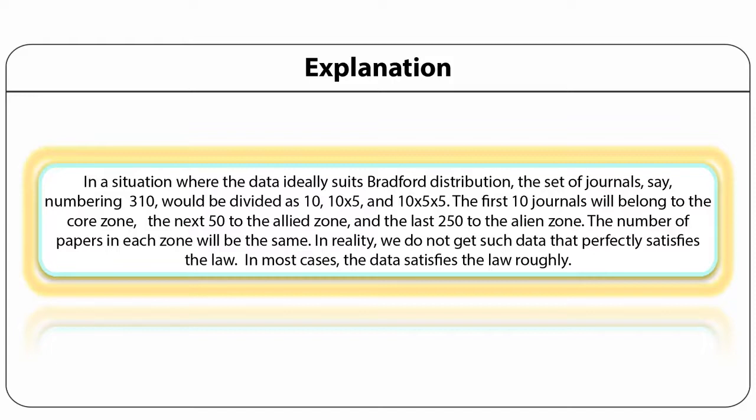In a situation where the data ideally suits Bradford distribution, the set of journals, say numbering 310, would be divided as 10, 10 into 5 and 10 into 5 into 5. The first 10 journals will belong to the core zone, the next 50 to the allied zone, and the last 250 to the alien zone. The number of papers in each zone will be the same. In reality, we do not get such data that perfectly satisfies the law. In most cases, the data satisfies the law roughly.